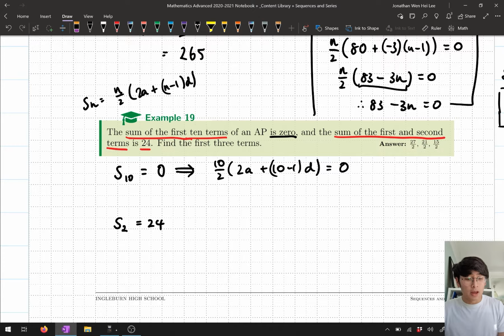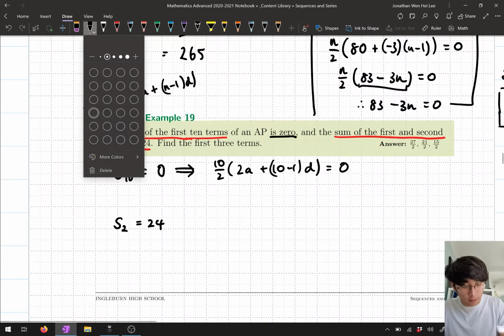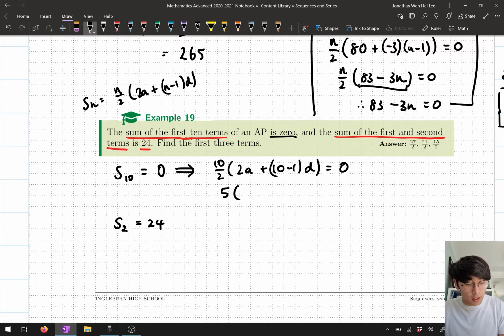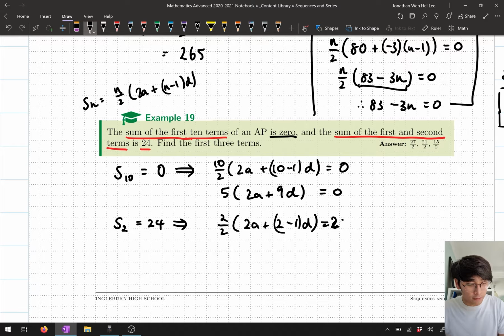Okay, cool. I'm just going to simplify this. This becomes 5 times, I believe, (2a plus 9d) is equal to 0. Okay, so I've got one equation here. The second one, I've got S2 is equal to 24. So using that same pattern, I've got 2 over 2, (2a plus (2 minus 1) d) is equal to 24. And so here, 2a plus d is equal to 24.